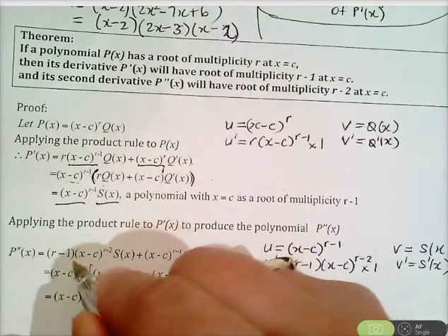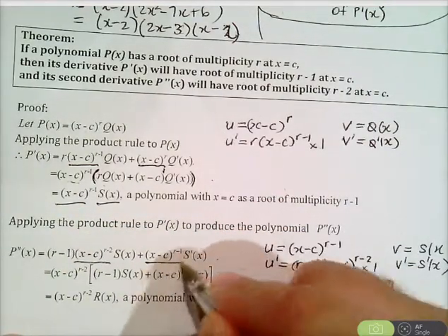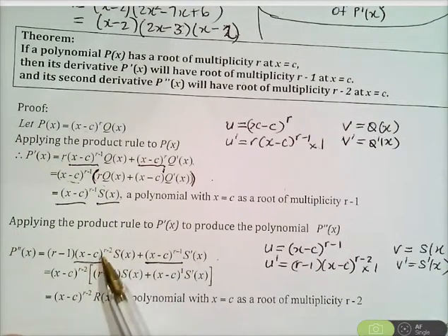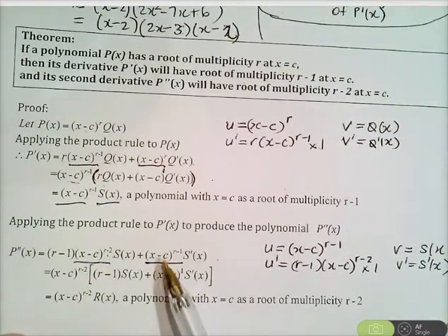Now the common factor here is x minus c to the power of r minus 2, because the r minus 2 power is smaller than the r minus 1 power by 1.